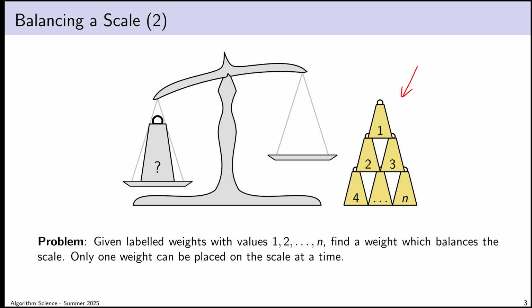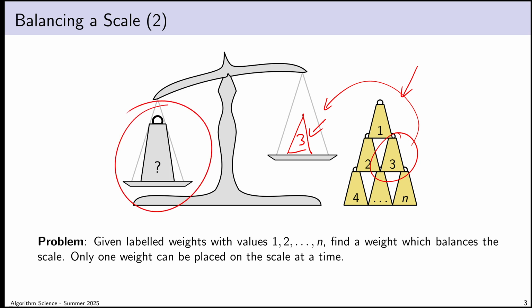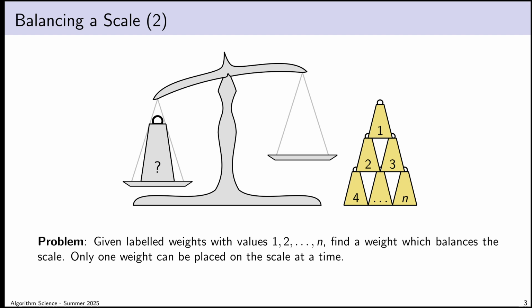And the reason I say labeled is because the idea is if I take the weight that's labeled 3 and I put it over here and the scale ends up balanced, well then because it says 3 on it, it's pretty obvious that that means that this thing weighs 3. So you're given this stack of weights, every value between 1 and n, and your task is to find a weight which balances the scale.